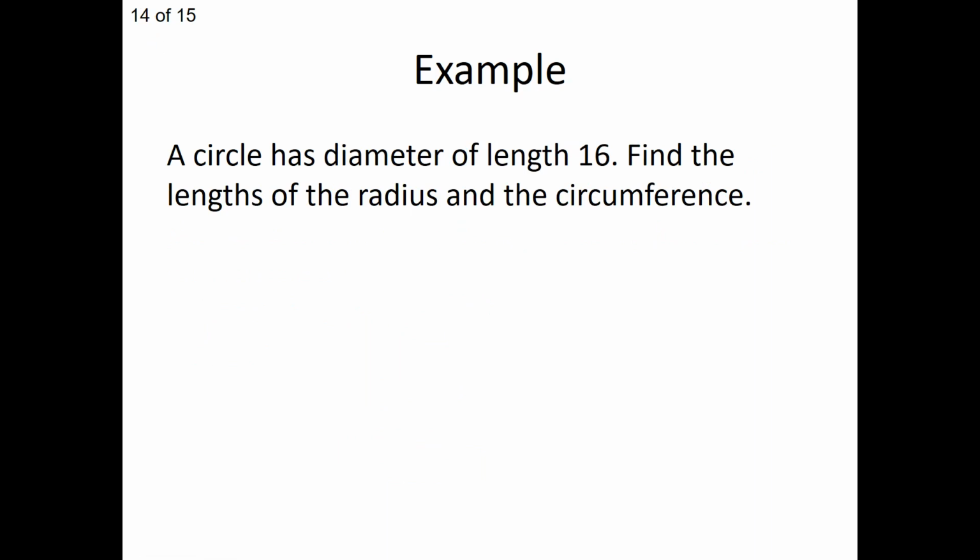Now let's change our story a little bit in this next example. Instead of me giving you the radius, let me give you the diameter. Now the diameter has a length of 16. We're going to use this to find the length of the radius and the length of the circumference. And once again, we're going to leave our answers in terms of pi, meaning leave pi in the solution.